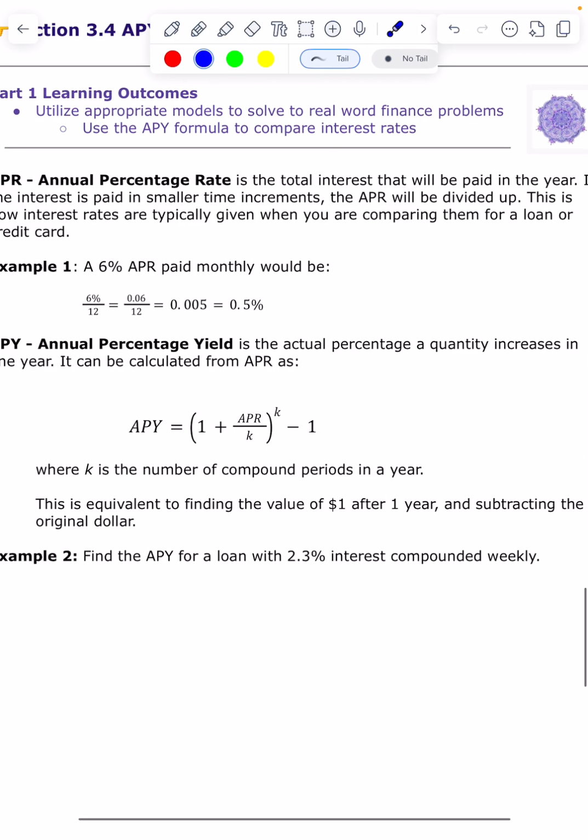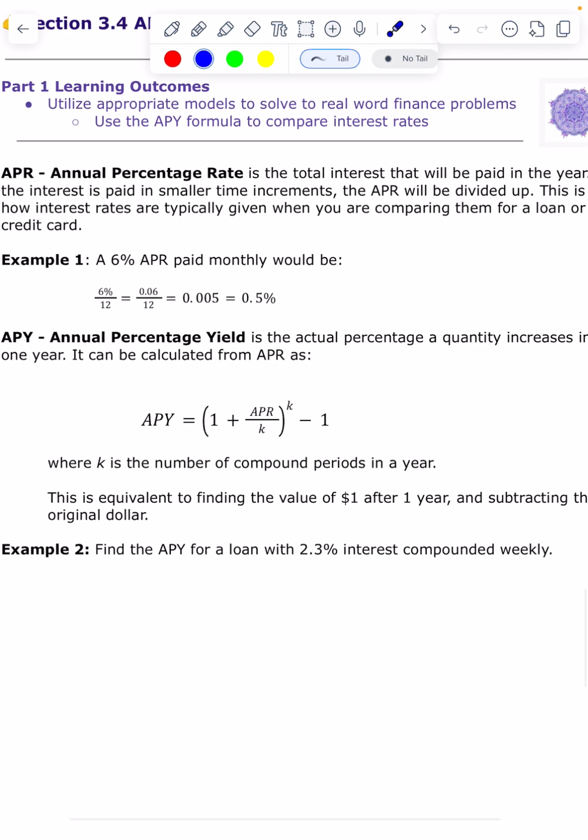It can be calculated from APR as follows. APY is equal to (1 plus APR over K) to the K, minus 1. K is the number of compounding periods, so this is a little tricky because we used N before, so think of K as the same as N. I don't know why they had to throw another letter in there, but that's what we have.